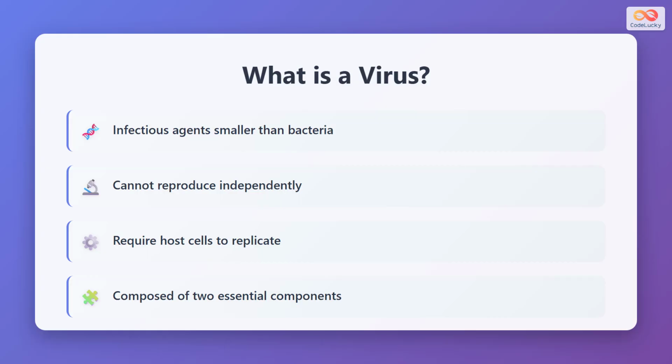Before diving into virus structure, let's understand what viruses are. Viruses are infectious agents that are much smaller than bacteria. Unlike living organisms, viruses cannot reproduce on their own. They must invade host cells to replicate. This dependence on host cells is what makes viruses unique. Every virus is made up of two essential components, which we'll explore in detail.